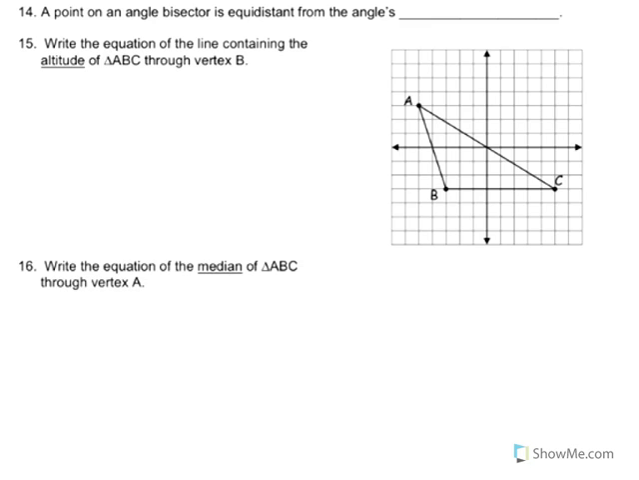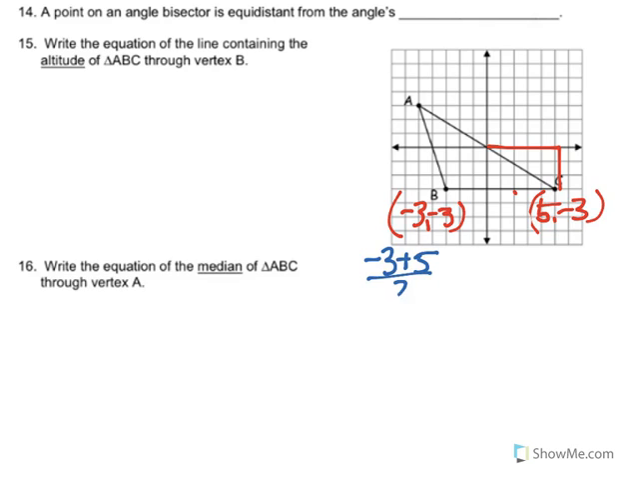Okay, now on the same triangle, it says write the equation of the median of ABC through vertex A. The median of ABC through vertex A. So if it's going through this vertex, it's got to come down and go through the midpoint of this side. So B is -3, -3, and C is going to be 5, -3. So let's find out what the midpoint is. Should be obvious, we could count it, but I want to show you, just in case it's not obvious on a test or something. You would take the x's, -3 plus 5, and divide it by 2.